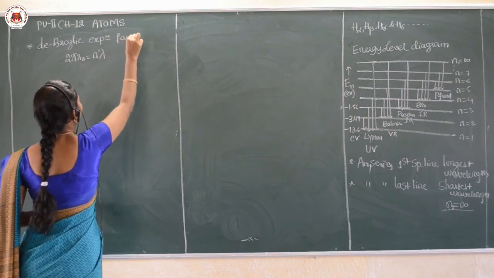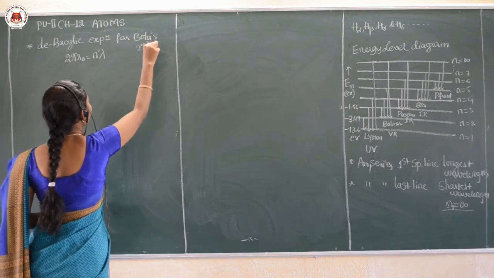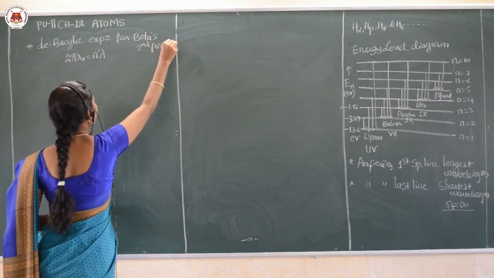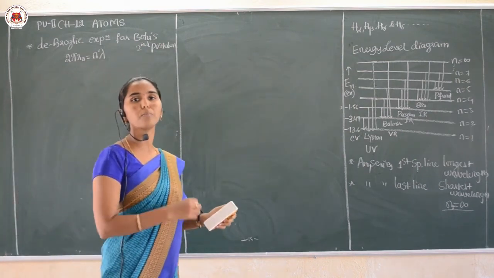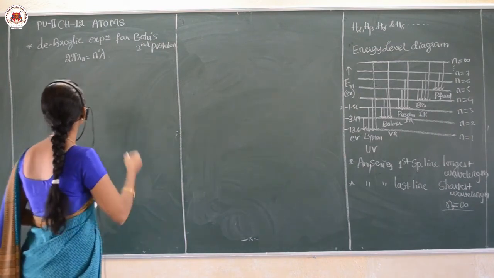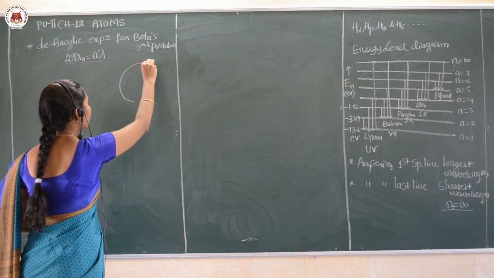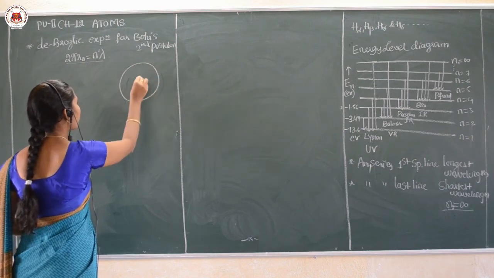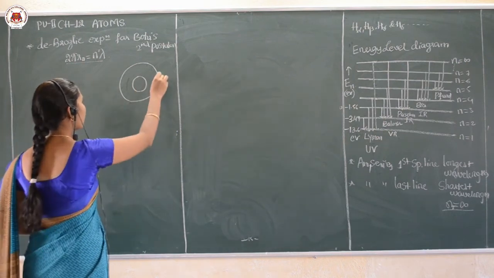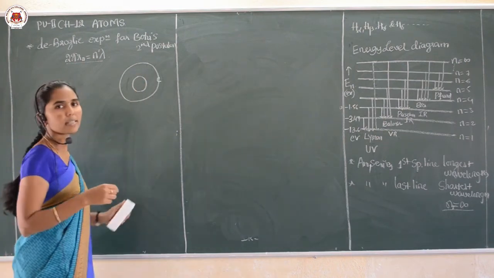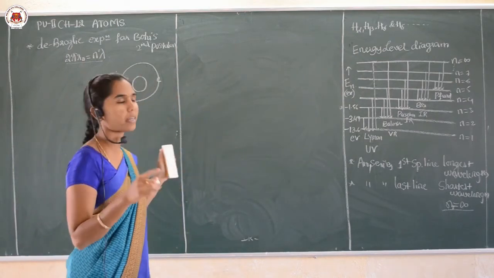for Bohr's second postulate. That means we start with the de Broglie explanation and arrive at the formula for Bohr's second postulate. According to de Broglie, there is a nucleus and one orbit around the nucleus where the electron is revolving, and this electron, as he said, is associated with a wave, which is called the matter wave.